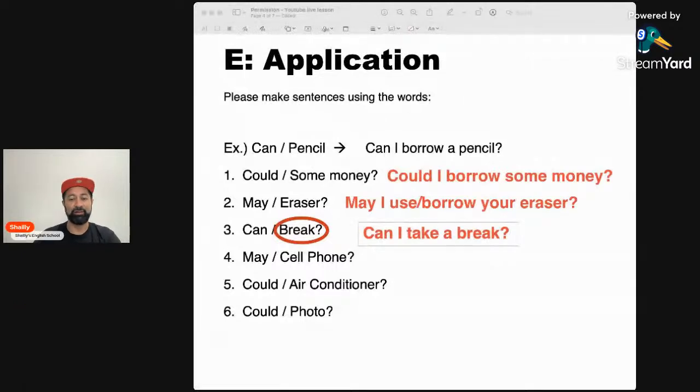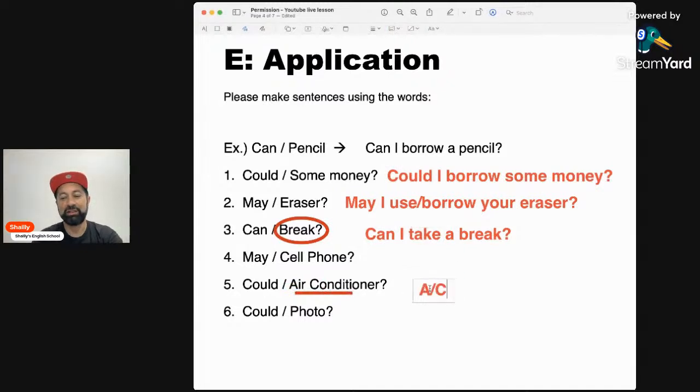It depends on the situation. Also, in English, we always want to try to shorten everything. So in our pronunciation, we join words together. We shorten words. So for air conditioner, we want to make this shorter. Usually we just say AC. Instead of using air conditioner, you can say AC. So what type of permission question will you use for this?